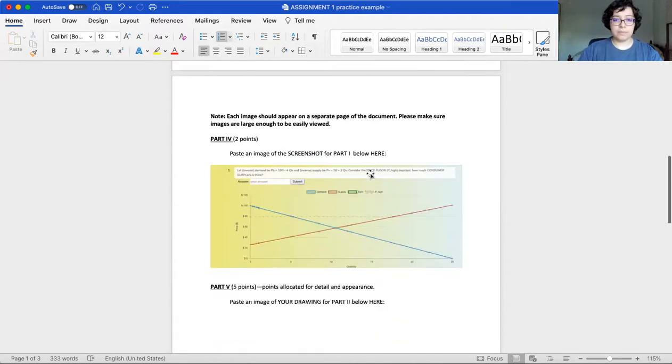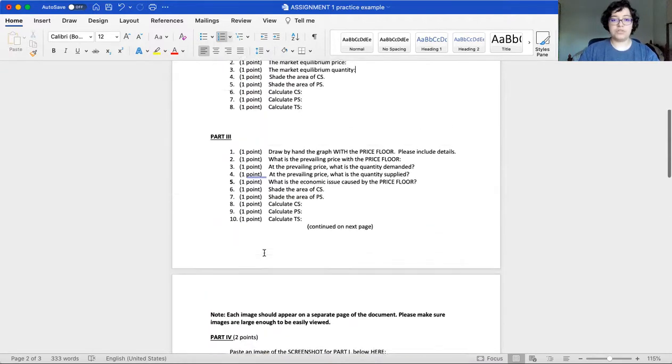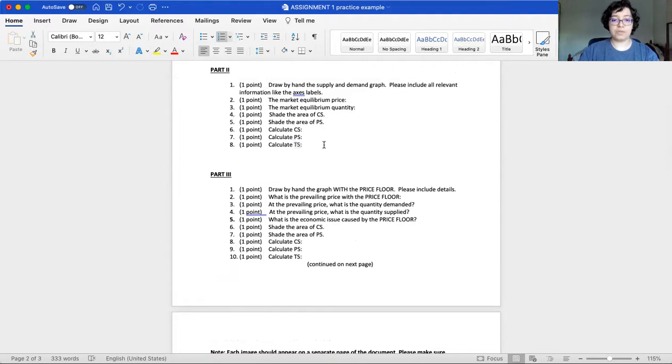So, you're going to get your market equilibrium price, your market equilibrium quantity, and then you're going to shade in on your hand-drawn graph the consumer surplus and the producer surplus, and you're going to calculate the area for those. You're also going to get your total surplus, which is going to be the consumer surplus plus the producer surplus. So you're going to add those together, and that will give you your total surplus.